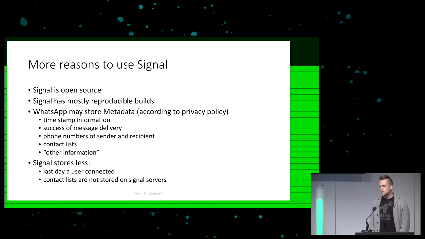There are a few more reasons to use Signal instead of WhatsApp. Signal is open source, and with their efforts to introduce reproducible builds, you can convince yourself more of the fact that there is no backdoor in the Signal implementation. And also, WhatsApp may store more metadata than what Signal does, according to their privacy policy.